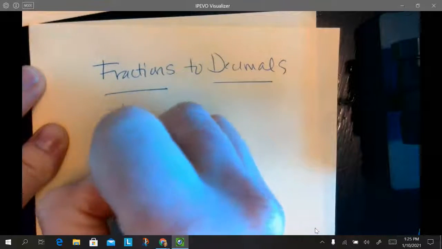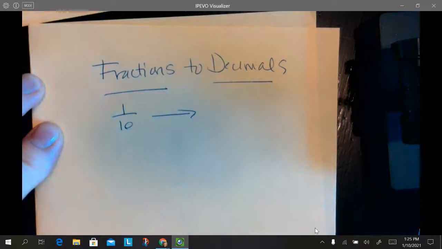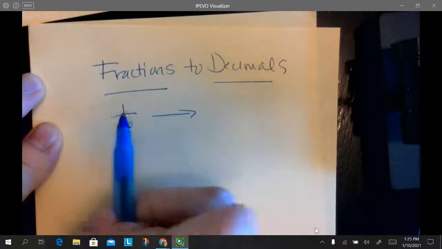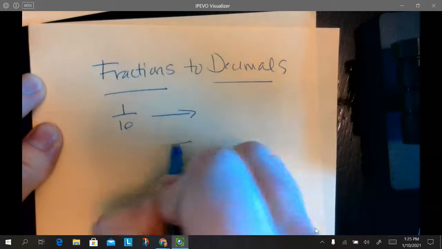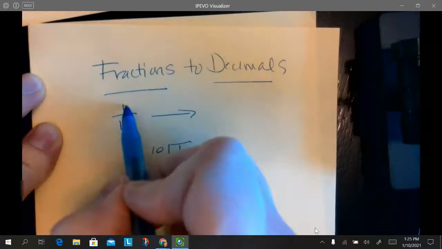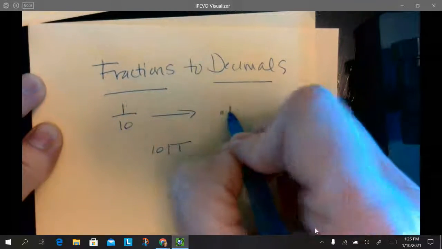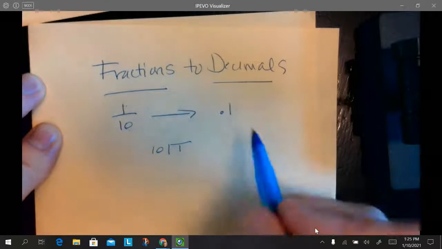So if you have a fraction like 1/10, and your teacher asks you to convert it into a decimal, you want to think 1 divided by 10. You could think 1 divided by 10, or you could think 1/10. Okay? So it's 1 part of 10.